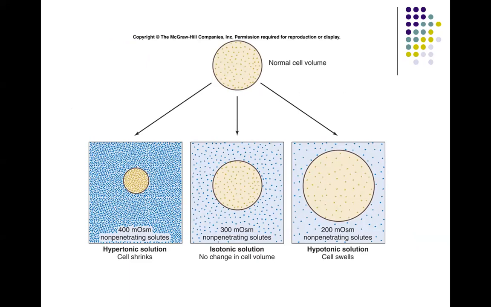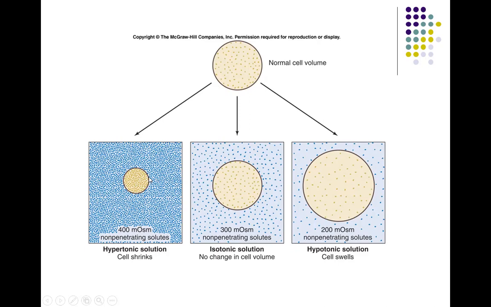If you put your normal size cell into a hypertonic solution, look at how many particles are in this. It's tons of particles compared to before we put this in here; you can see that the concentration is different. This has many more solutes in it than here. So our cell is going to send water out so that it will have the same concentration inside and outside of the cell.